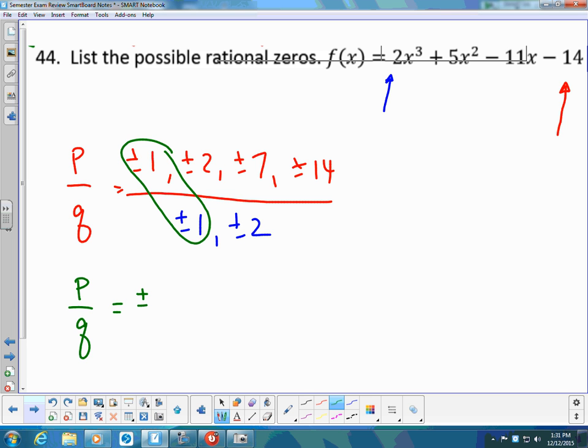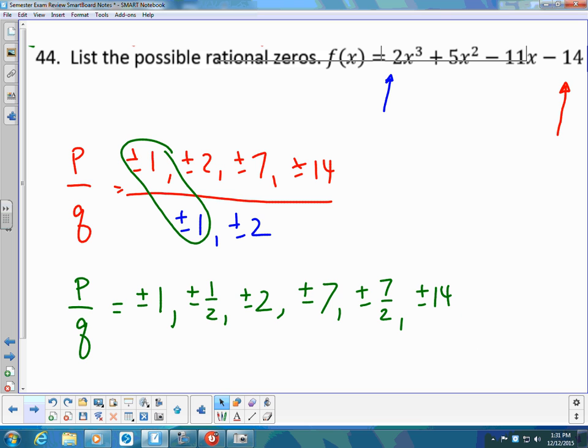So let's take 1 over 1, that's going to be 1. 1 over 2 is going to be 1/2. 2 over 1 is going to be 2. 2 over 2 would be 1, but I already have that listed. 7 over 1 is 7. 7 over 2, I need to list that. 14 over 1 and 14 over 2, but 14 over 2 is 7, and I already have that listed. So this is going to be the list of all of the possible rational zeros.